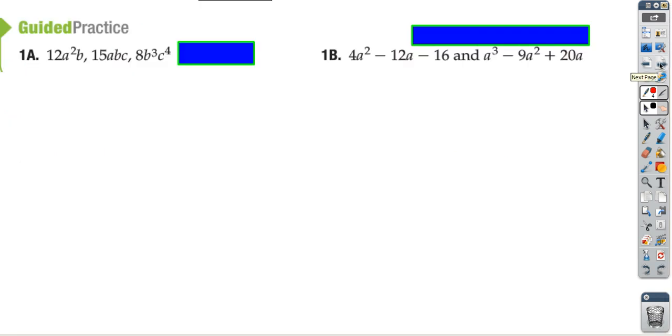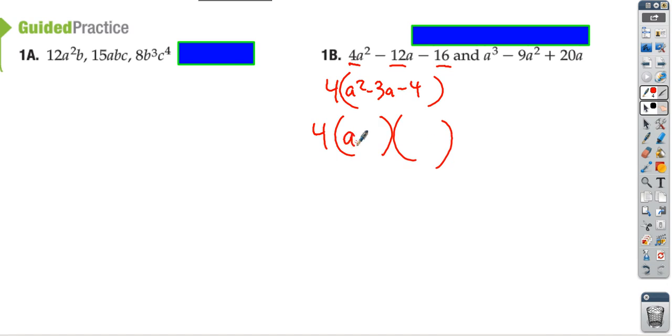Alright, let's practice maybe one more of these. We'll do 1b. So this has a common factor of 4. So let's pull out the 4, and we get a squared minus 3a minus 4. And then we can keep factoring that to a minus 4 times a plus 1.